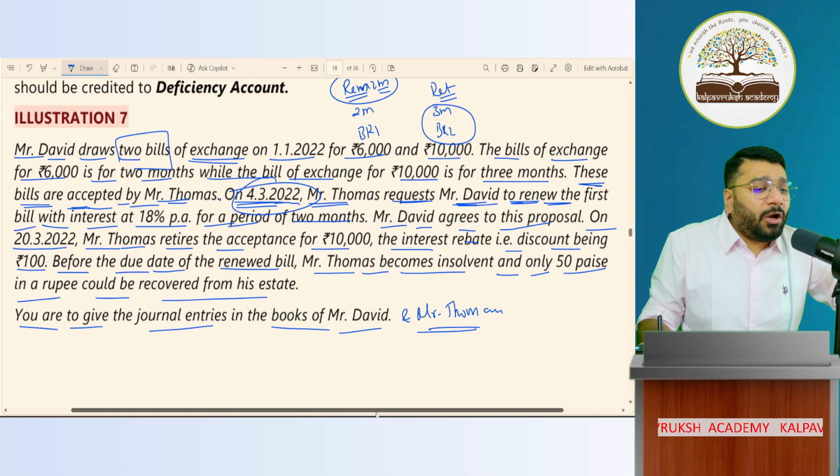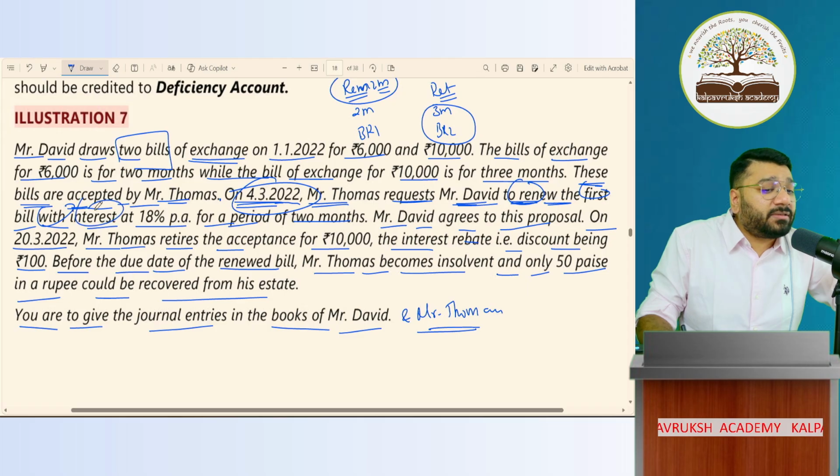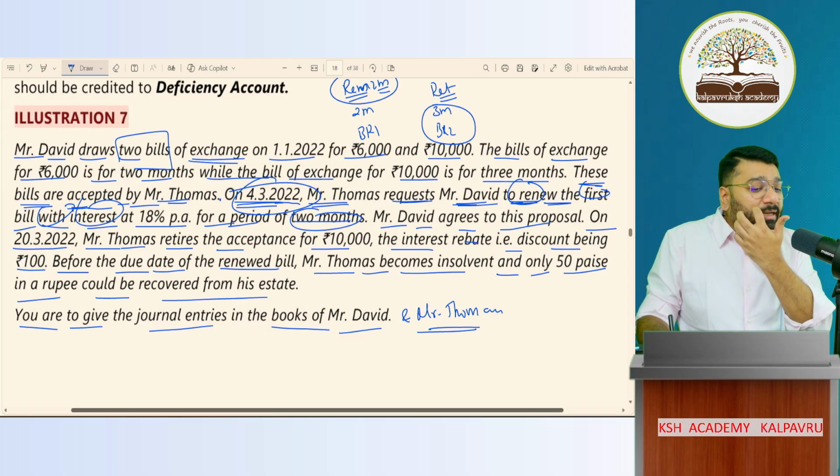Anywhere the payment is done, down payment? No. A new bill is being executed for the whole amount. Renew the first bill. The first bill amount with interest has to be renewed for a 2 months credit period.